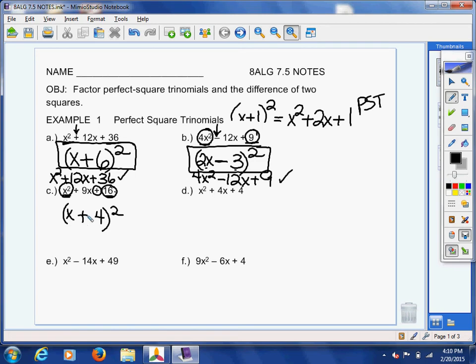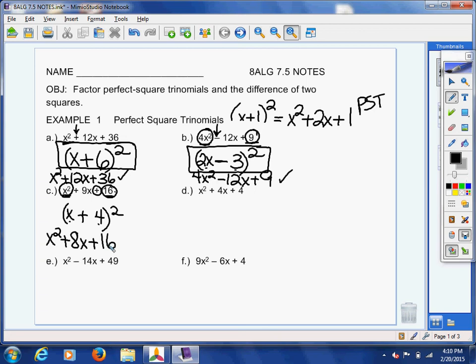Now, it's essential that you check this because it may not check out. And if it doesn't check out, that just means this is not a perfect square trinomial. It's a trinomial, but it's not a perfect square trinomial. And that's why you should check it. All right, so let's start here. Square the x, so we got x squared. Multiply x times 4, that's 4x. Double 4x, that's 8x. And then square the 4, that's 16.